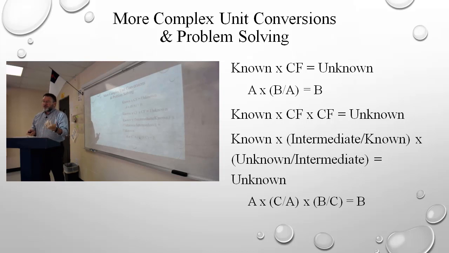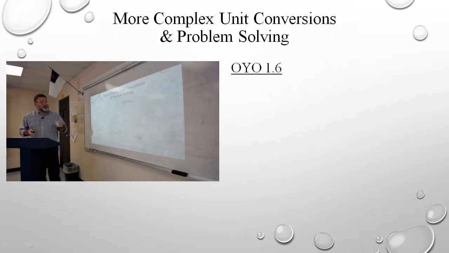And On Your Own's 1, 6, 7, and 8 were designed to help you start to see this idea of using multiple conversion factors in solutions. So let's go ahead and look at 106. 106 on page 14 says a balloon is blown up so that its volume is 1,500 milliliters. What is its volume in kiloliters?